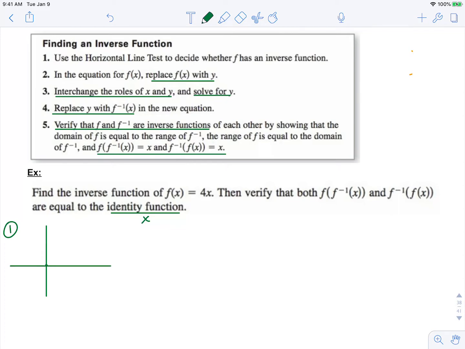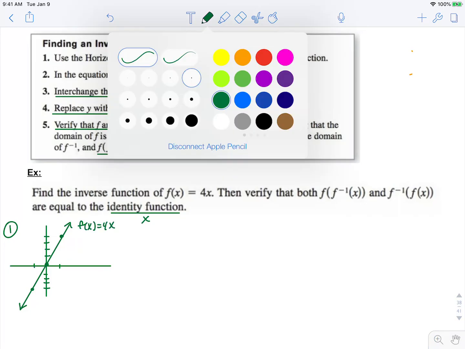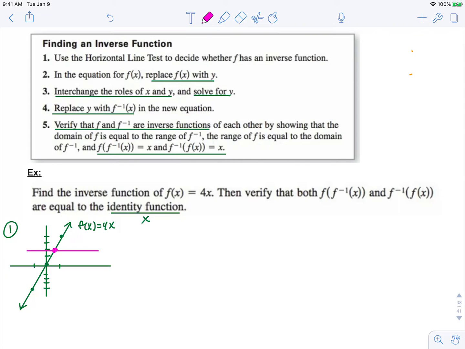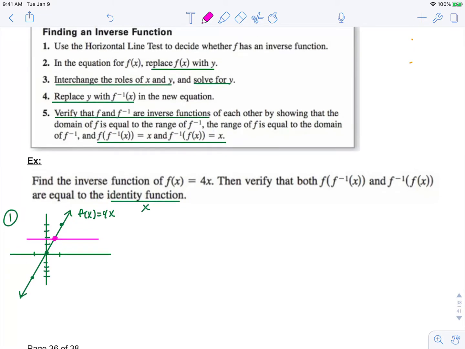test. So I know my graph is going to have a y-intercept of 0 and a slope of 4. So this is a quick sketch of f of x equals 4x. And I can see no matter where I draw a horizontal line, it will hit this function once. So this has an inverse by the horizontal line test.